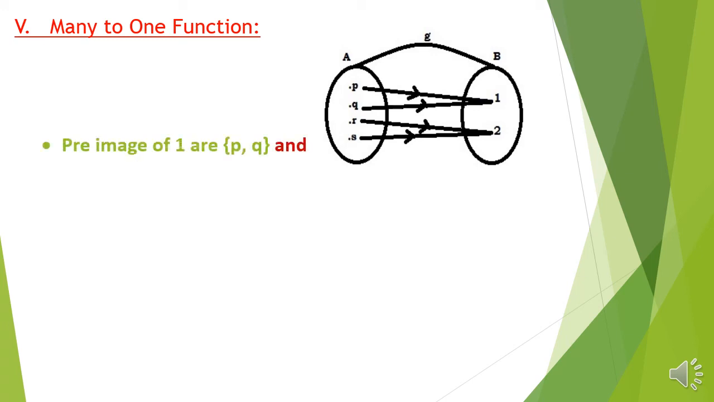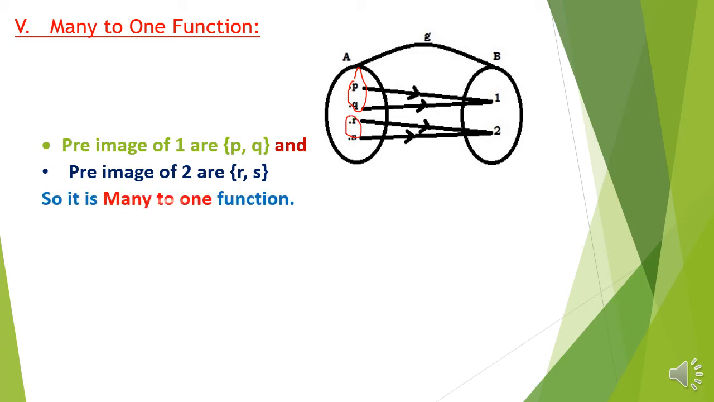Pre-image of 1 are P and Q. Pre-image of 2 are R and S. Pre-image of 1 is P and Q, and pre-image of 2 is R and S. And so it is a many-to-one function.